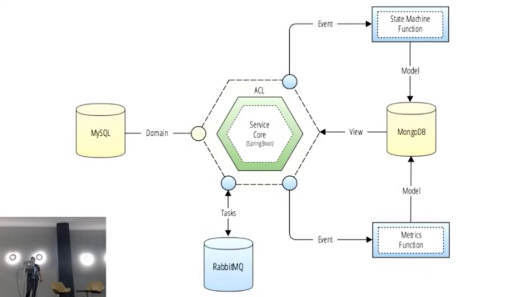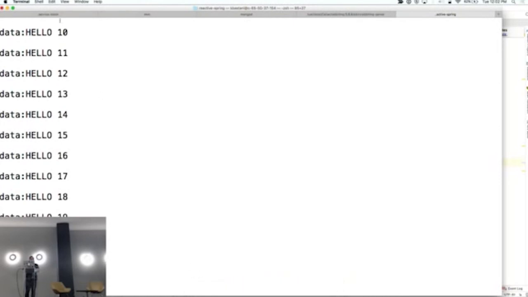Also, I have tasks here, so to keep things durable, every time an event gets created, I'm going to store that in my RabbitMQ message broker. That way, I'm not going to lose any events. And then I have my MySQL database in the back end. All right, so I'm going to fire this up.